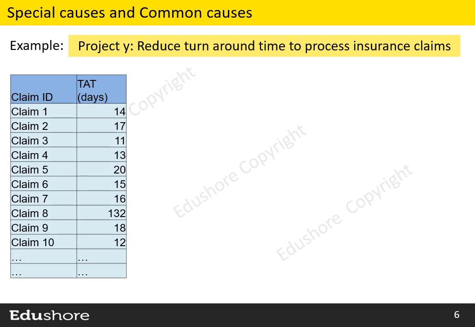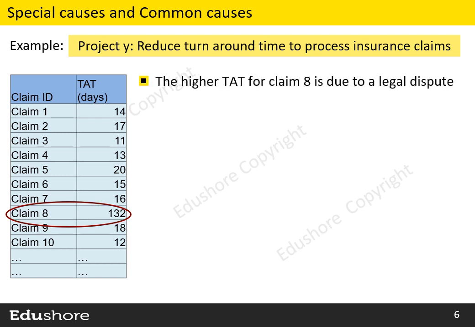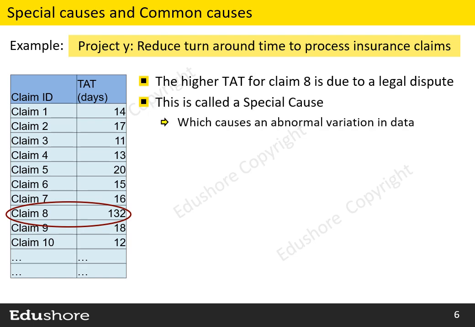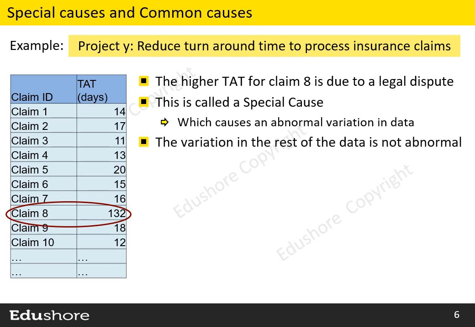If we analyze this data, the turnaround time for all the claims except Claim 8 is under 20 days. The turnaround time for Claim 8 is 132 days. Let's say the higher turnaround time for Claim 8 is due to a legal dispute. This is called a special cause, which causes an abnormal variation in data. The variation levels in the rest of the data appears to be normal. In other words, the variation is not abnormal. And the causes for these normal levels of variation are called common causes.